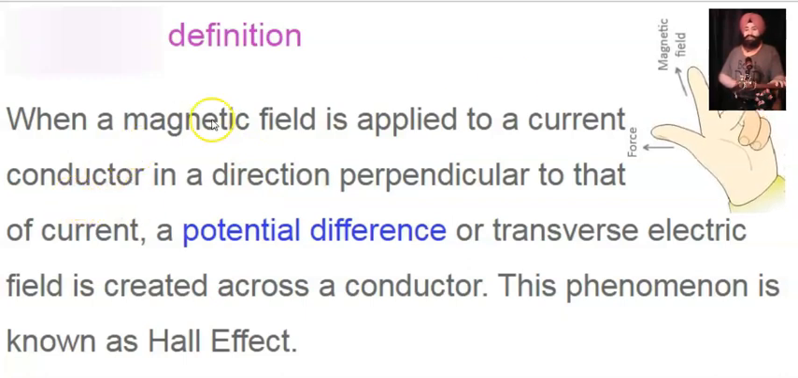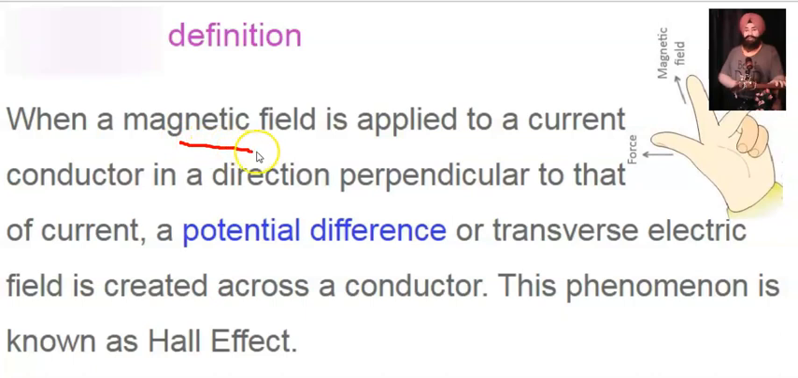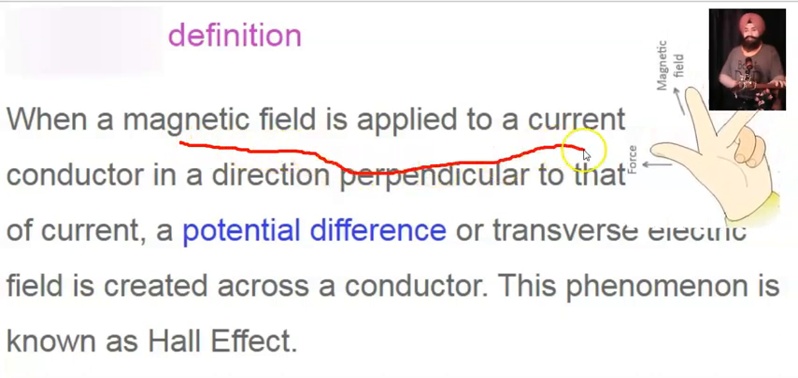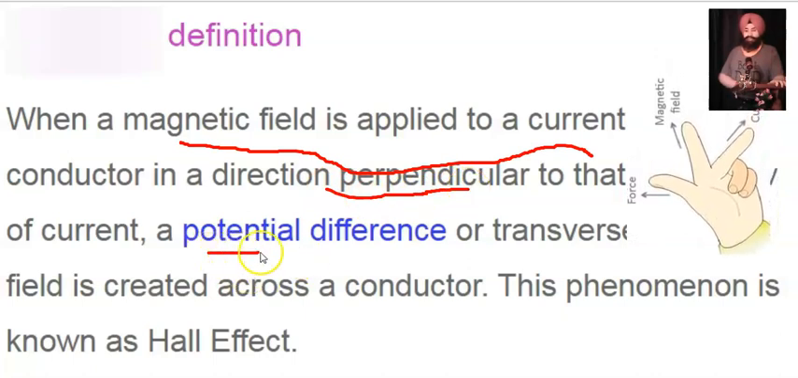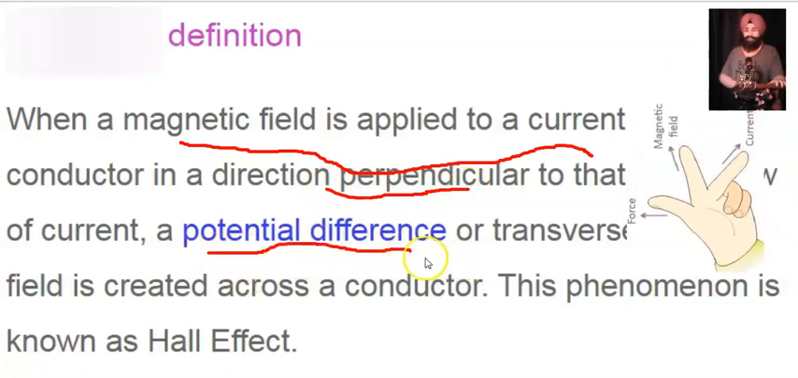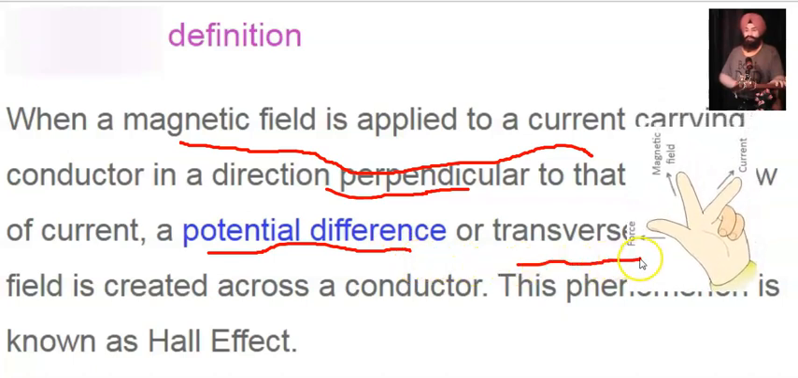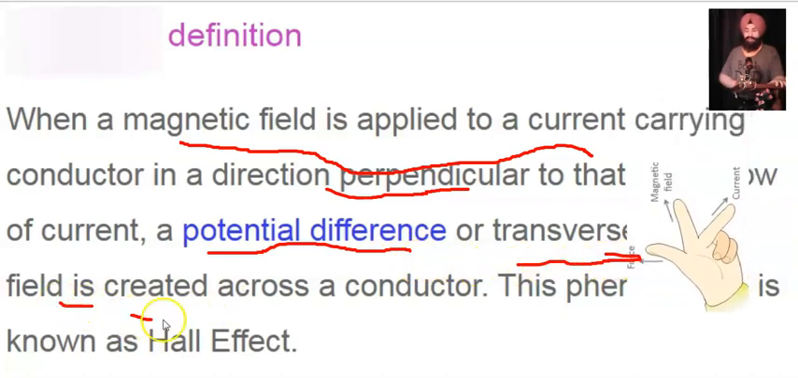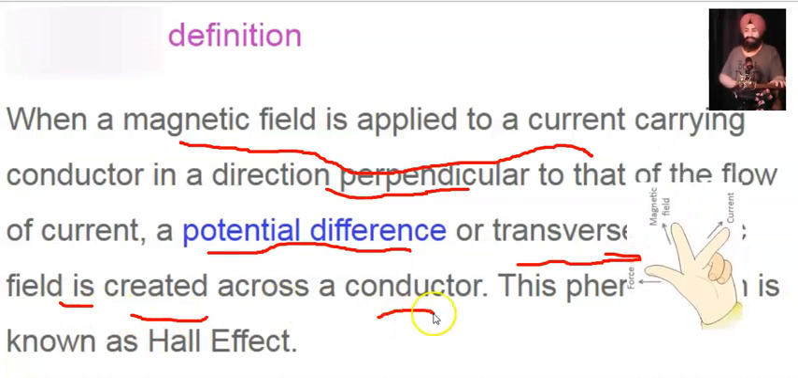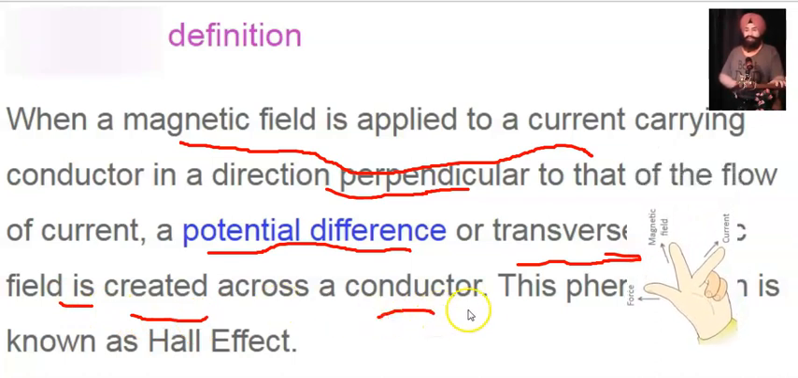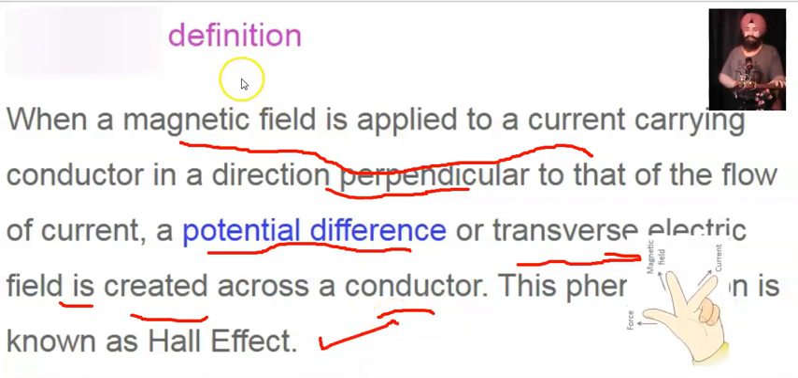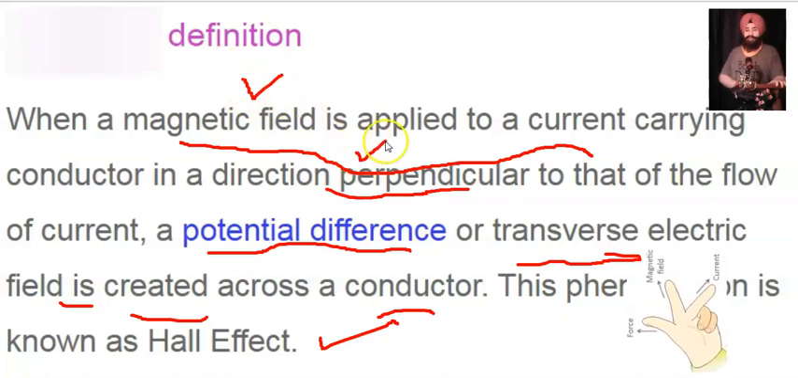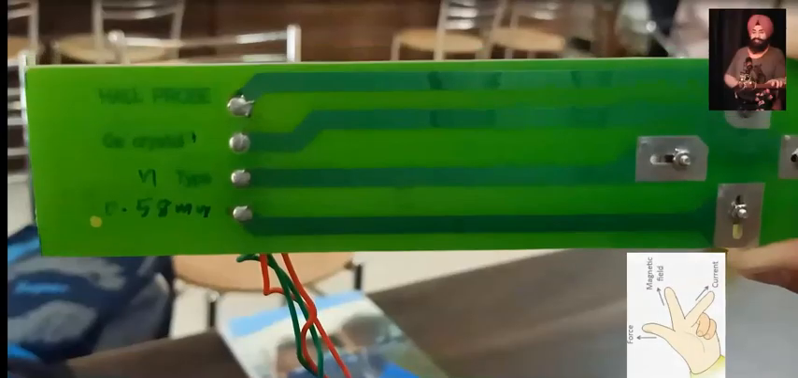Now what about the definition? Very simple. A magnetic field is applied perpendicular to the current. Then what happens? A potential difference, or voltage, or transverse electric field is created across the conductor. This phenomenon is called the Hall effect. Remember, the field is perpendicular to the current. Then a potential difference is created.